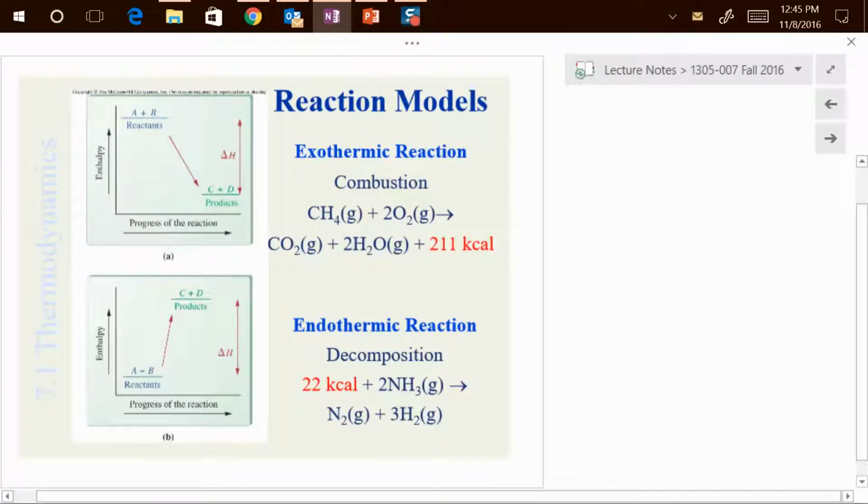Okay, so here we see a couple of reactions taking place, and here's our energy difference. Here I have a combustion reaction, and look how I write it. CH4 plus O2 produces carbon dioxide, water, and 211 kilocalories of energy. This is written as a product of the reaction. If energy is a product, that means energy is being released. So this is an exothermic reaction.